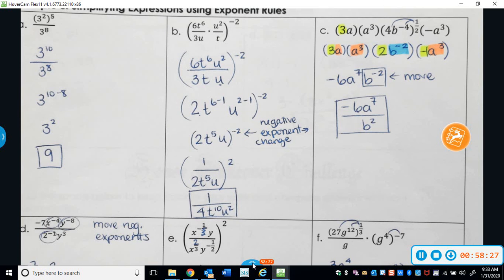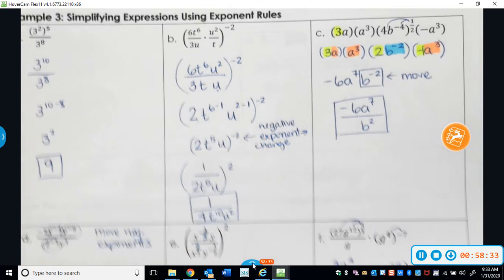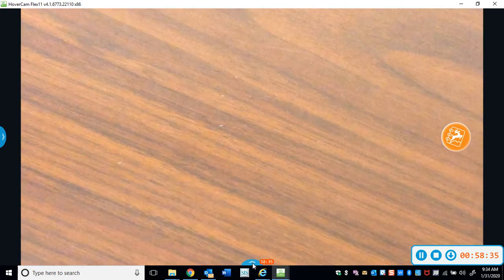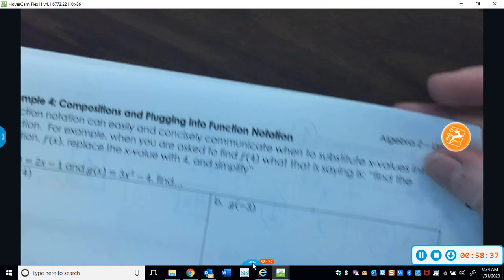Okay. We have one last example that's really quick. So like I said, compositions, we're going to kind of sprinkle them throughout all of the lessons. That way, by the time we get to them at the end, they're super easy for you. They work the same way. They are just plugging in.